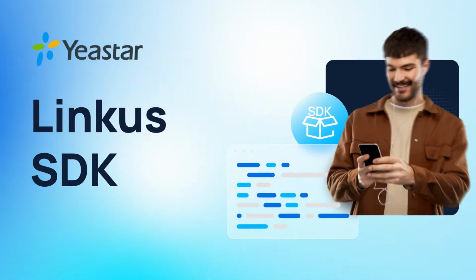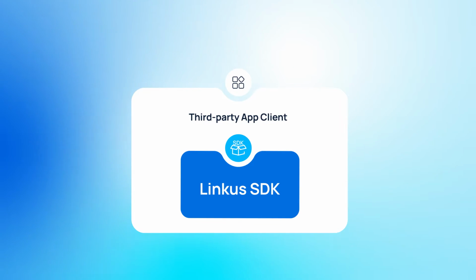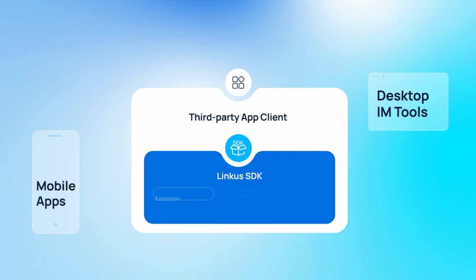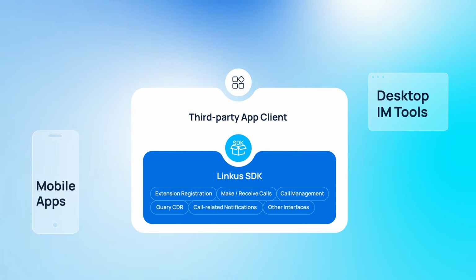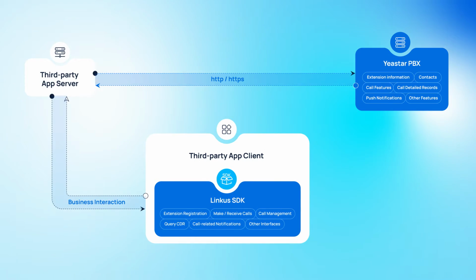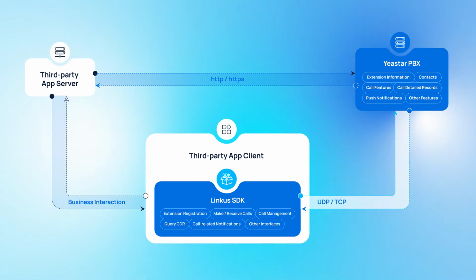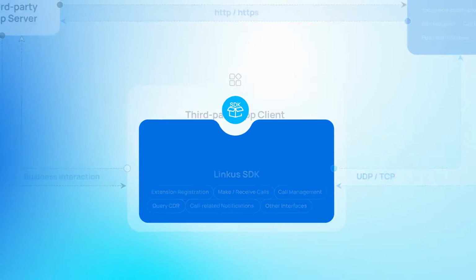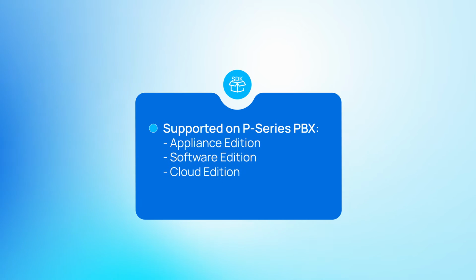Yeastar P-Series phone system now opens SDK for Linkus UC clients, which makes it possible for your third-party applications, like mobile apps and desktop IM tools, to directly obtain access to the call service of Linkus. Therefore, adding softphone features directly to your app and enabling it to make and receive phone calls through Yeastar P-Series PBX. The Linkus SDK is supported on all P-Series PBX Appliance Edition, Software Edition, and Cloud Edition.